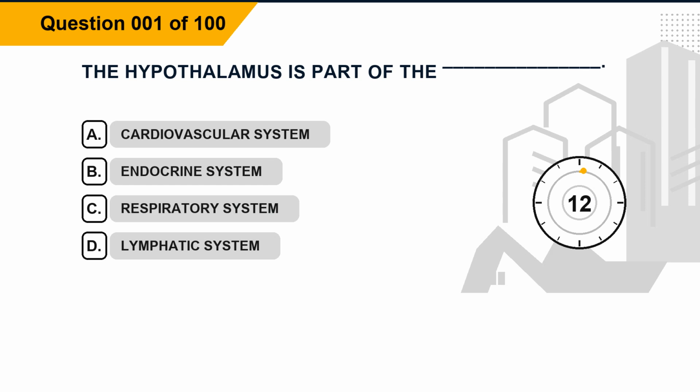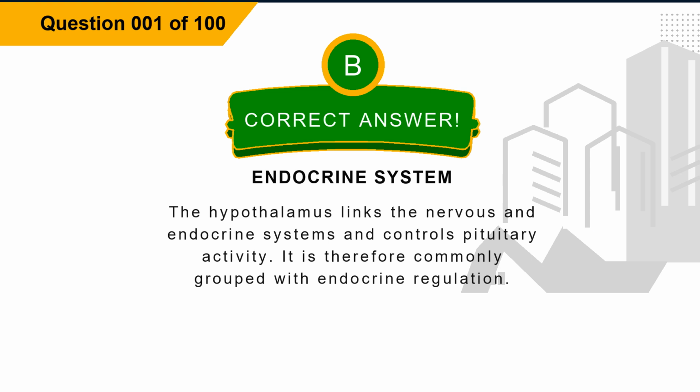Question 1. The hypothalamus is part of the blank. Option A, cardiovascular system. Option B, endocrine system. Option C, respiratory system. Option D, lymphatic system. The correct answer is option B, endocrine system. Explanation. The hypothalamus links the nervous and endocrine systems and controls pituitary activity. It is therefore commonly grouped with endocrine regulation.